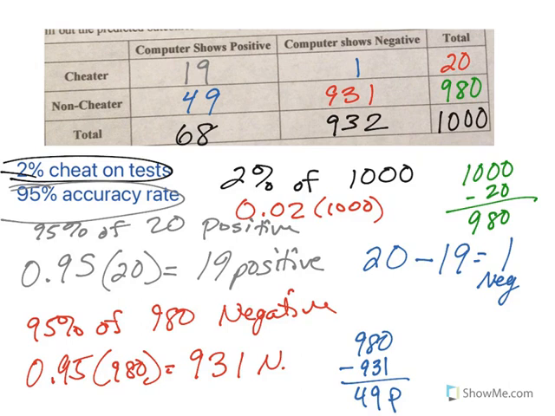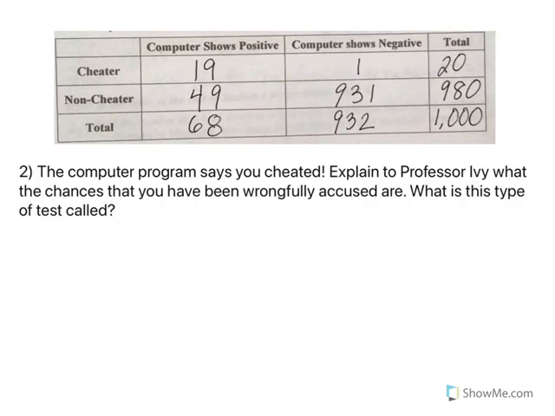Now that we have our table, we can play with it. All right, moving on to some questions. So the computer program says you cheated. Explain to Professor Ivy what the chances are that you've been wrongfully accused. What is this type of test called?